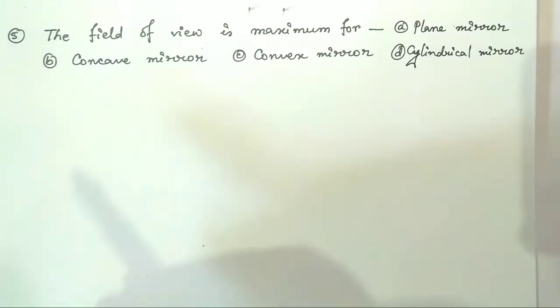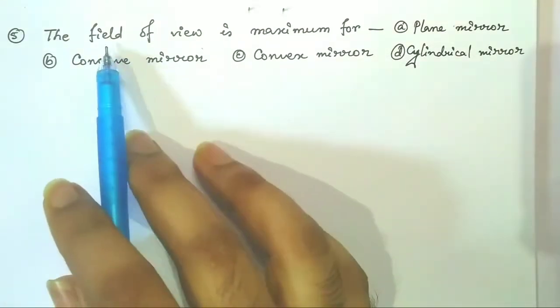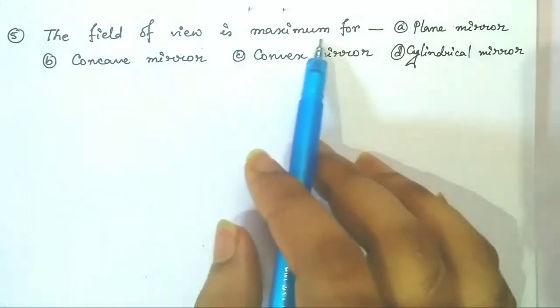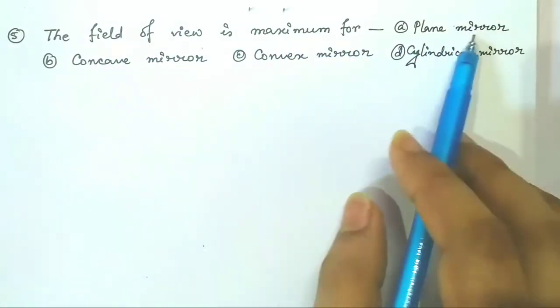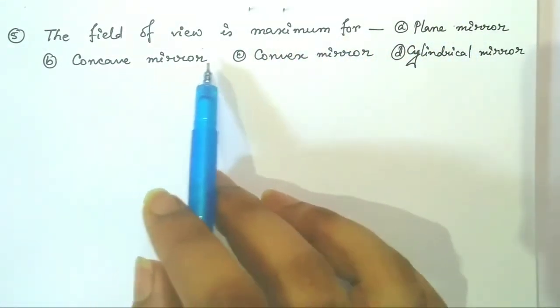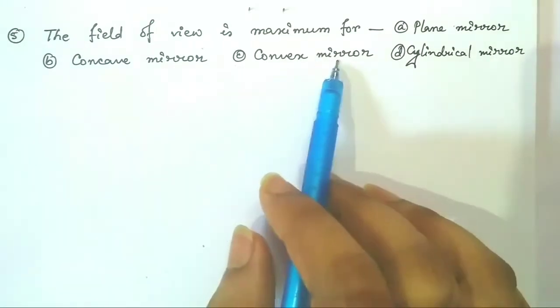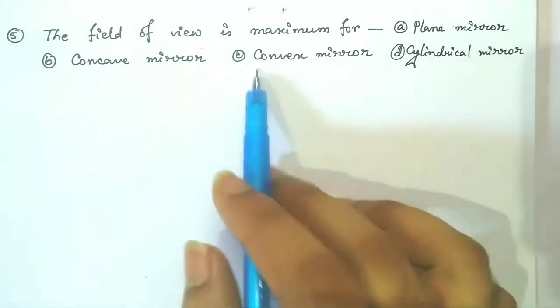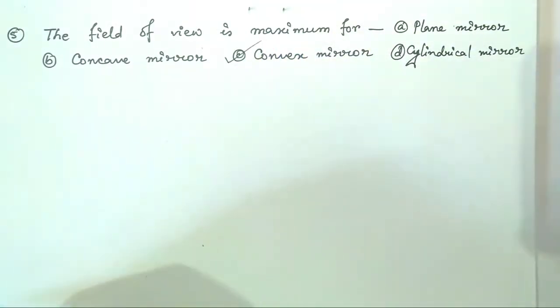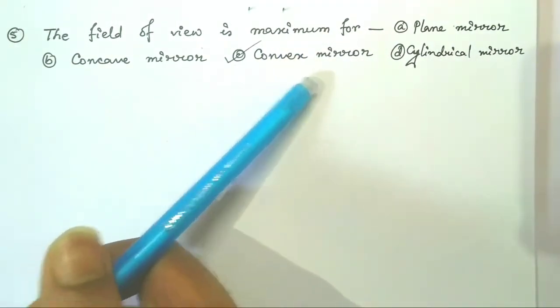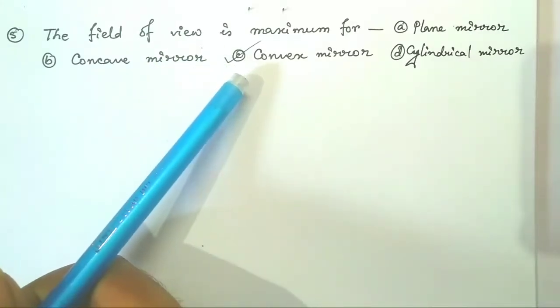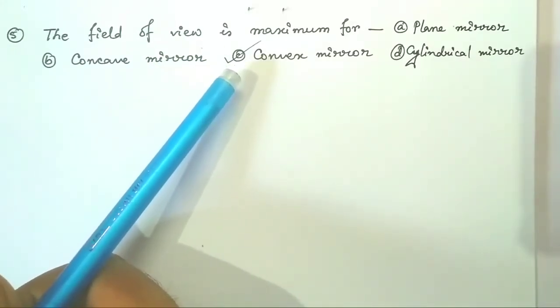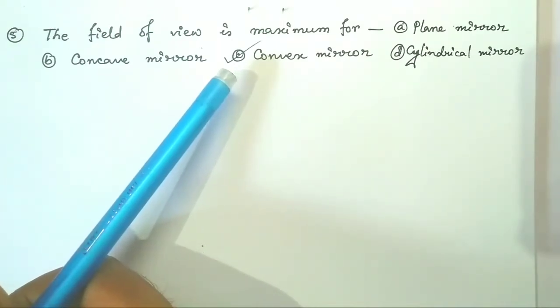Question number 5. A theoretical question. The field of view is maximum for option A plane mirror, option B concave mirror, option C convex mirror and option D cylindrical mirror. In this question, option C is the right answer. For a convex mirror, the field of view is maximum. Hence, we use convex mirrors as the looking glass of cars.